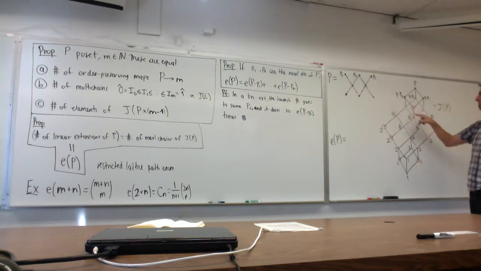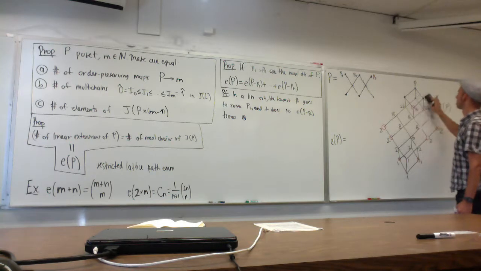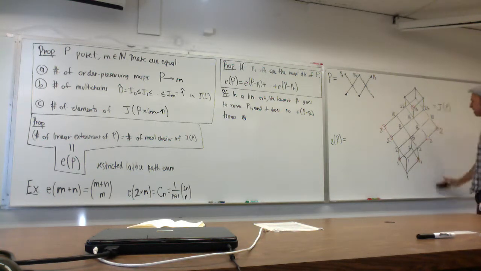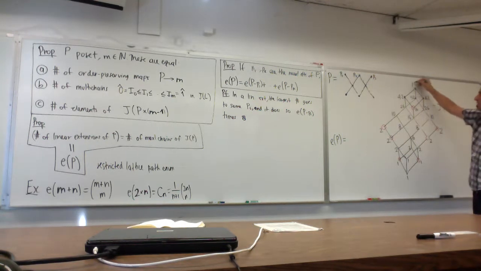Then here, 10 plus 16 is 26. Here, I just get 16. Here, I get 26. Then here, 26 plus 16 is 42. 26 plus 26 is 52. 26 plus 16 is 42. And then finally I add these guys, which is 136.